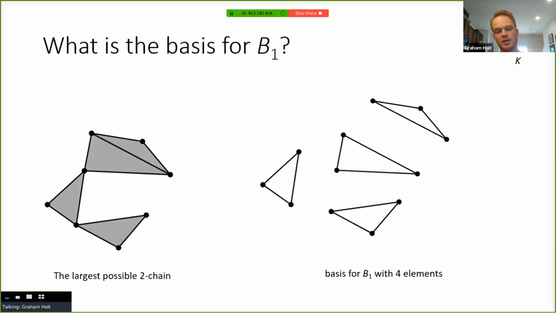And then similarly, you want to ask what's the basis for the boundary group, for the one boundaries. And so again, on the bottom left, I'm showing you the largest possible 2 chain. And on the right, I'm showing you the basis for all possible boundaries, all possible 1 boundaries in K, right? So again, you need all 4 of those boundaries in order to be able to construct any larger boundary. So this is a basis.